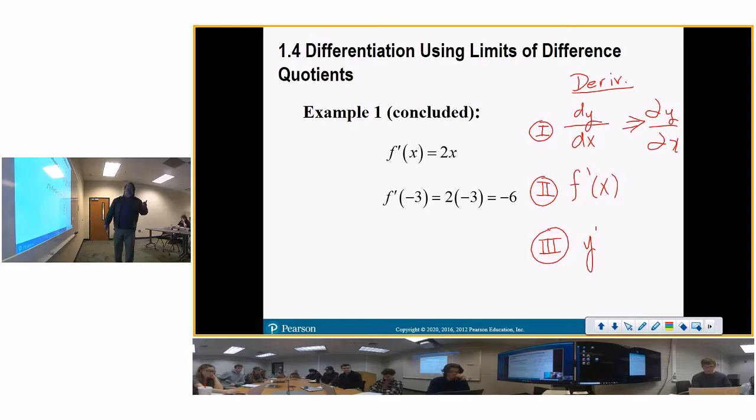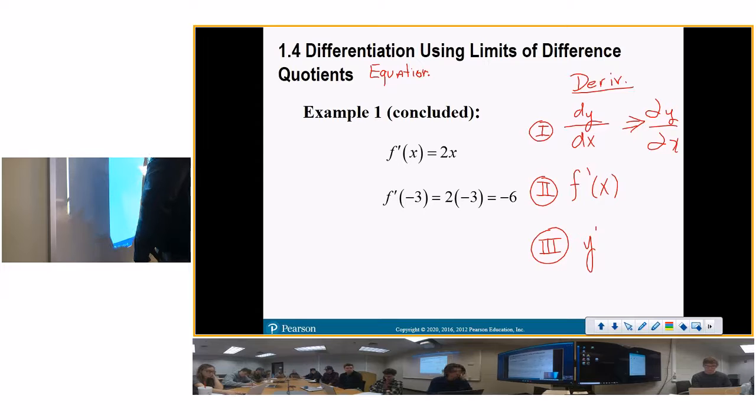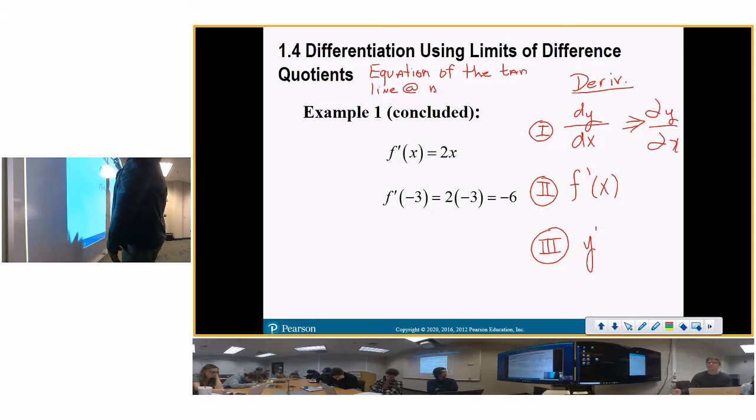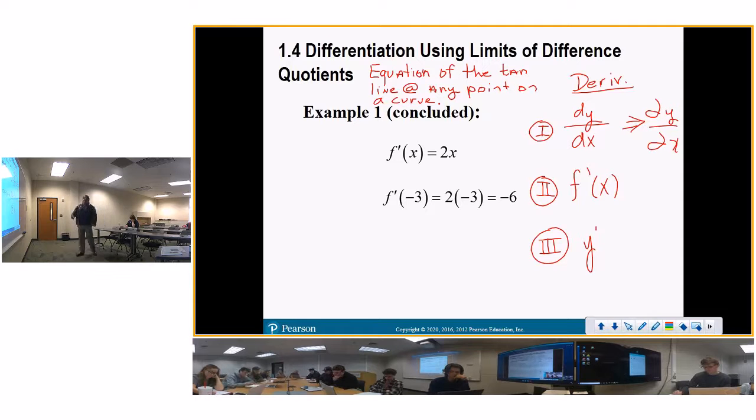And remember, what is the derivative? The derivative is the same thing that the difference quotient gives you with the limit theory. It gives you the equation, and write this down because you'll always forget it. The equation of the tangent line at any point on a what? Curve. The difference quotient with the limit theory, or the first derivative power rule, will give you the equation of the tangent line at any point on a curve.